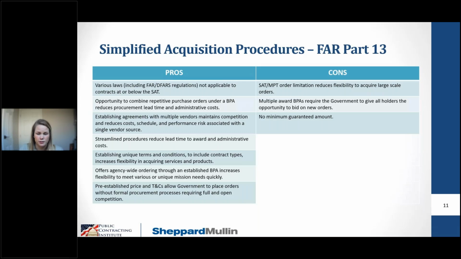And we'll talk about this a little further on with the discussion of IDIQs, but multiple award BPAs, though there's less competition requirements to issue an order against them, would still require the agency to give each BPA holder the opportunity to respond to an order. So you're not escaping competition altogether. It's just a little bit more streamlined and informal. There's also no minimum guaranteed amount if you were to enter into one of these BPAs, so there's no guarantee that the government's actually going to order what they say they're going to order. It's just a preset standard form of terms and conditions and prices.